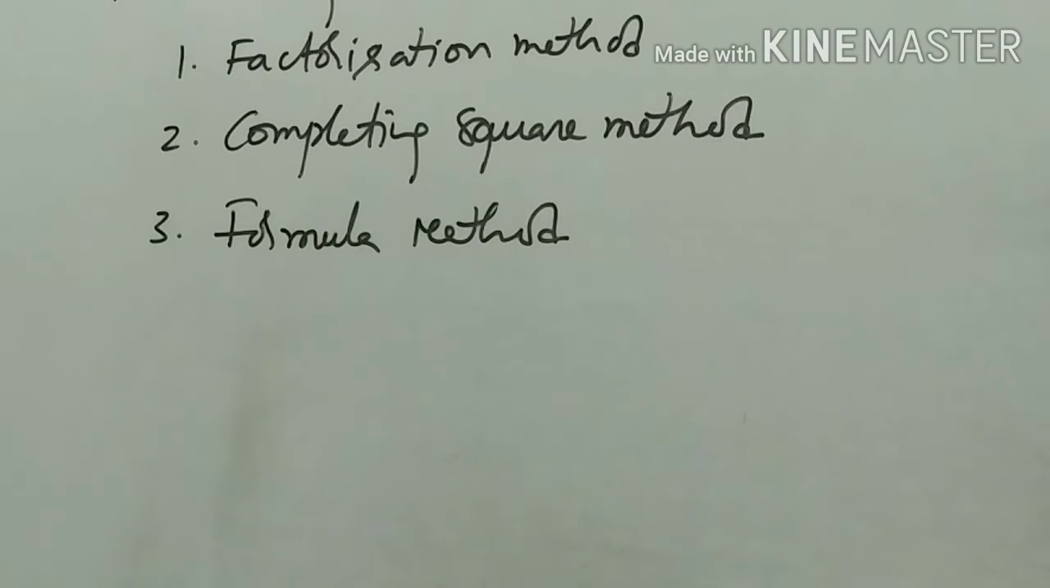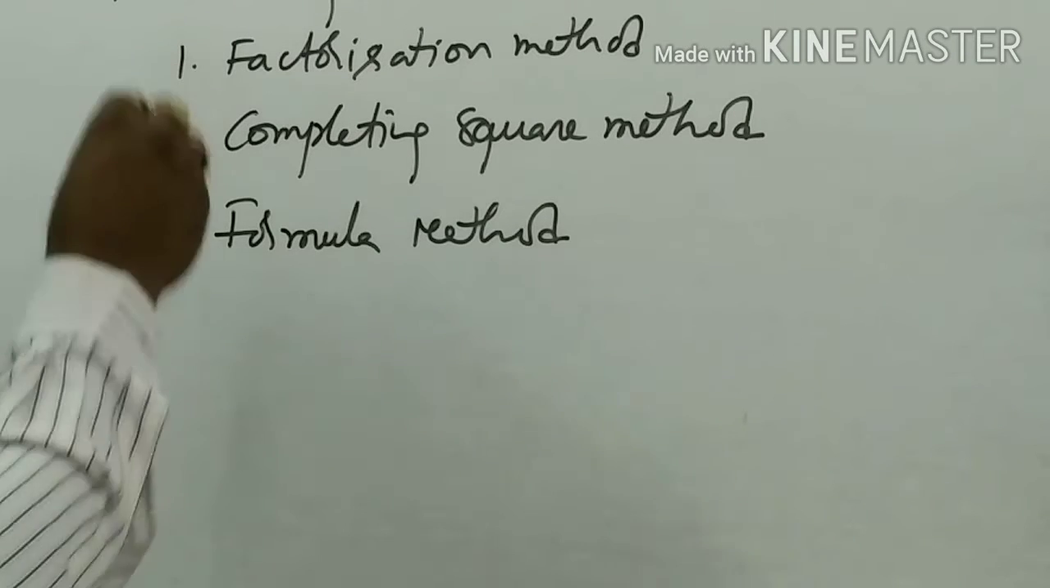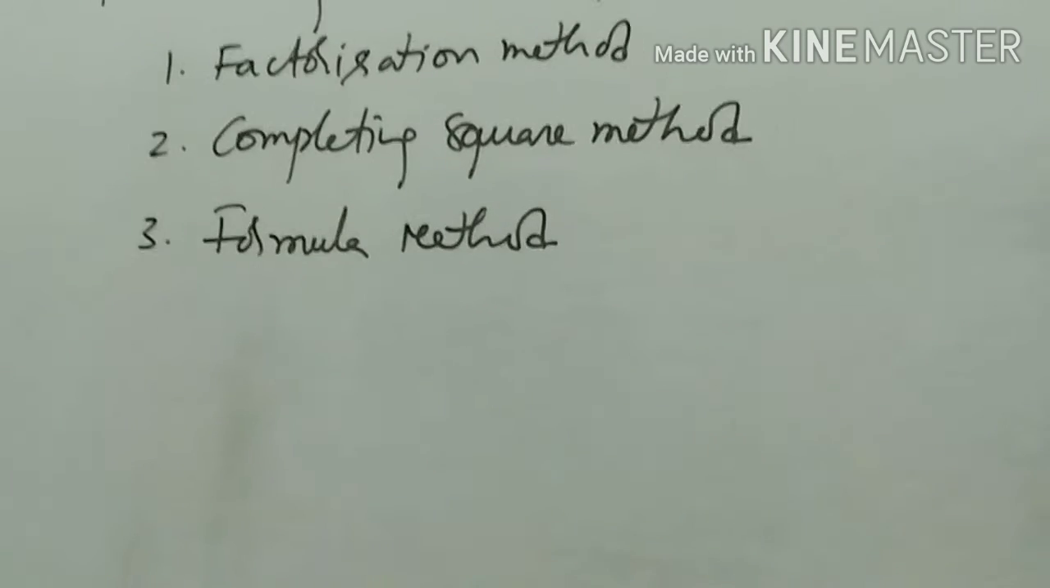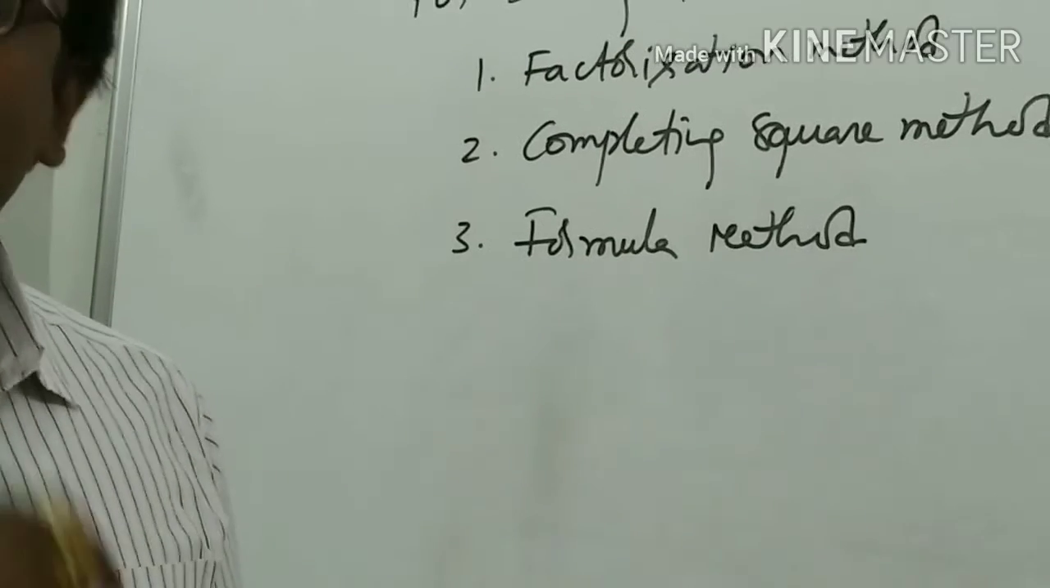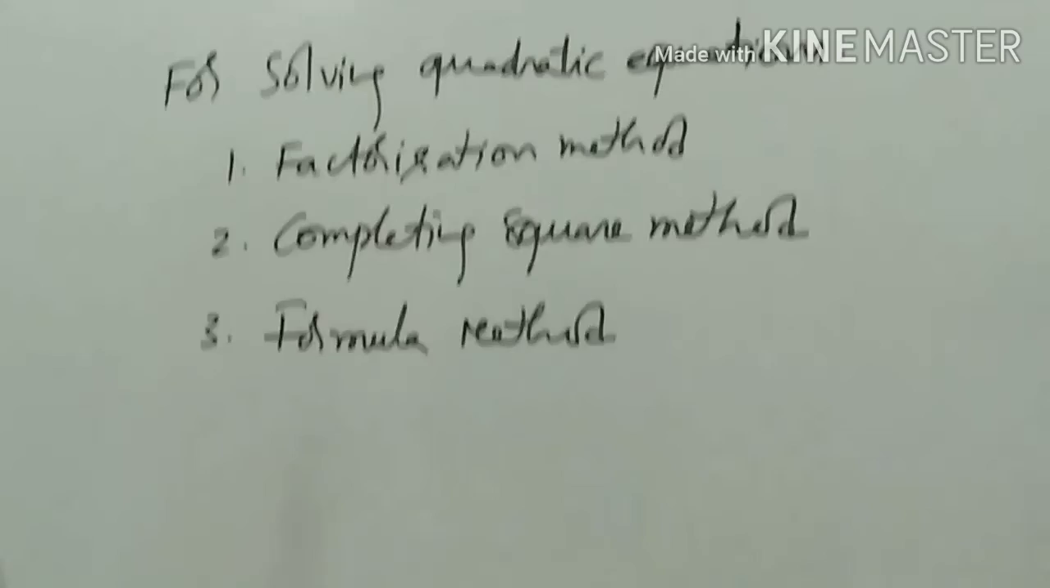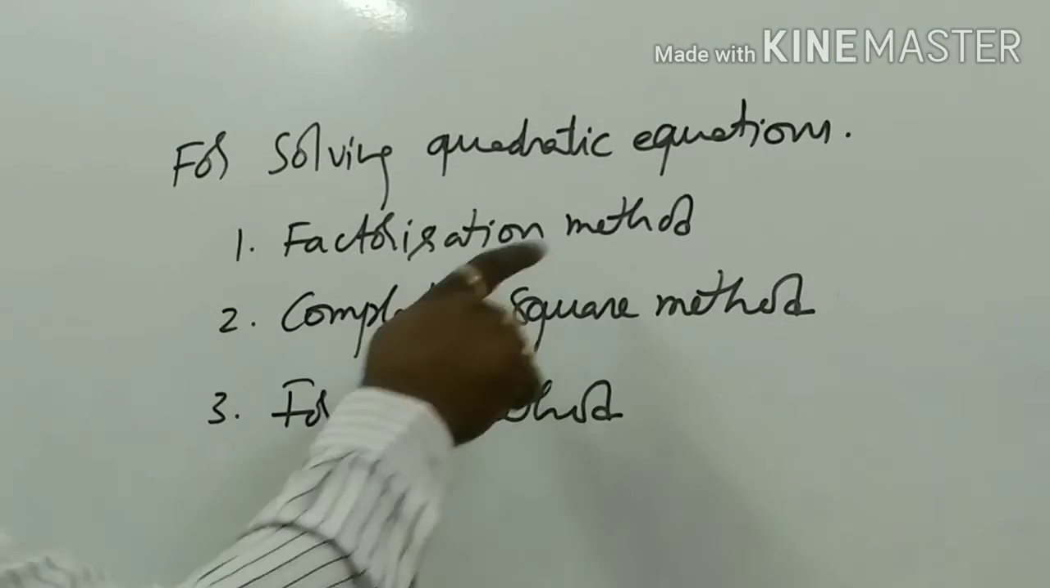So we need to solve the quadratic equation in any one method. Sometimes in the examination they will ask you particularly to solve the quadratic equations by factorization method only, or else to solve the quadratic equation by using the completing square method only. If they ask for a particular method in the examination, you have to solve in that particular method only. So you need to learn all three methods compulsorily. So what is the first method?